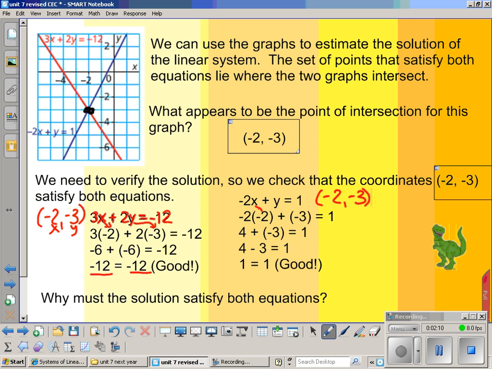So we replace the x with -2 and the y with -3, and we want to make sure that the left side equals the right side. And in this case, it does, and it should, because it was the intersection point of the system.